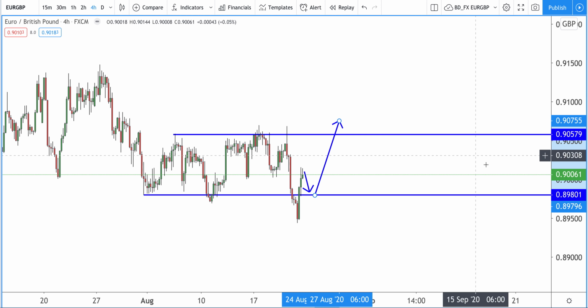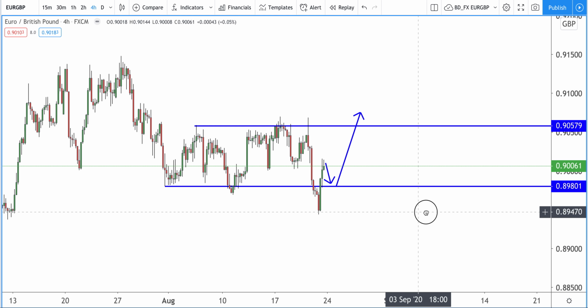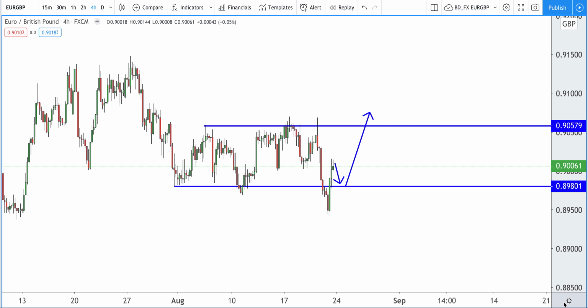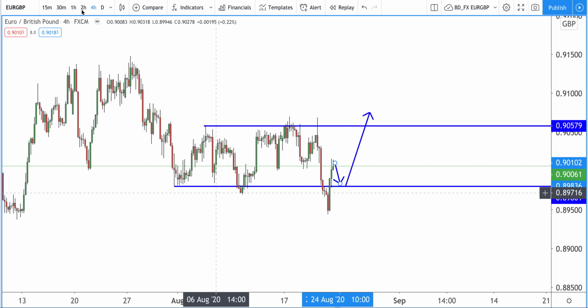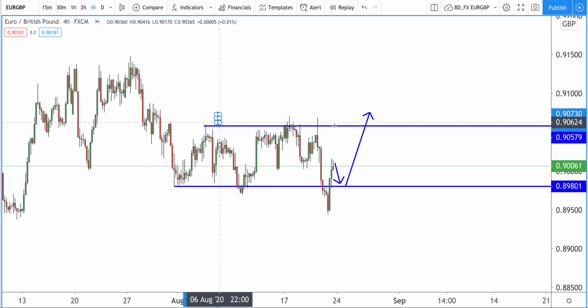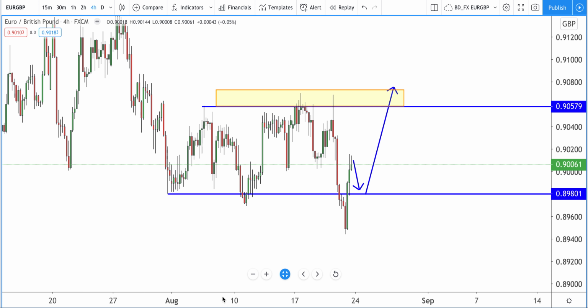EURGBP was a choppy one this week. You can see it just sticking within a range. At the moment, I think we can still see a move up higher. But remember, I had a trade on last week, and I was happy to hold it. I explained it, I showed it on Twitter and so on. I haven't got the exact trade here. I've closed it now in profit.